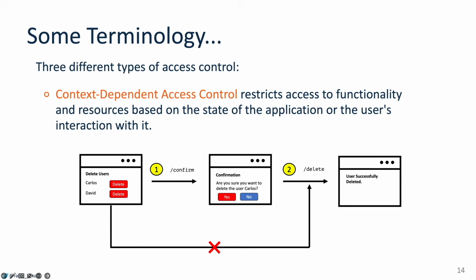Now, context-dependent access control prevents a user from performing actions in the wrong order. So you shouldn't be able to right away delete a user without first confirming that you want to delete that user. Another example of context-dependent access control is a retail website that prevents you from altering the contents of your shopping bag after you've confirmed your order and made the payment.